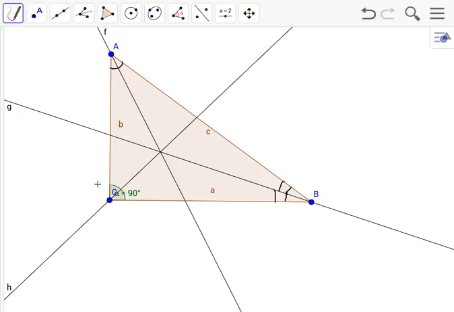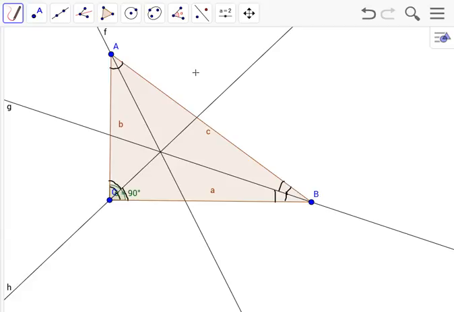And C. And since it's a right triangle, you can get the exact measurement for angle C, or the two angles produced by bisecting angle C, since the original angle was 90. This would be 45, and this would be 45.